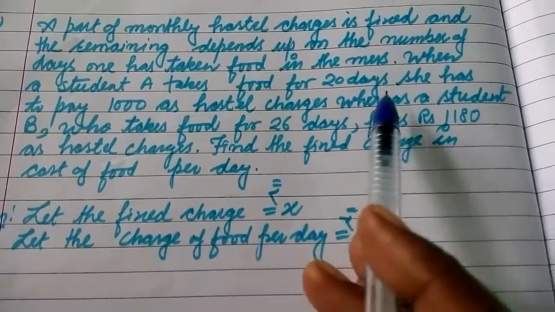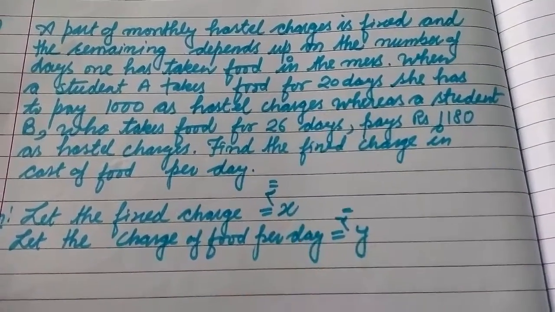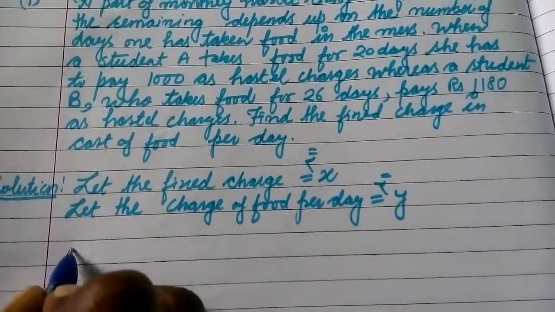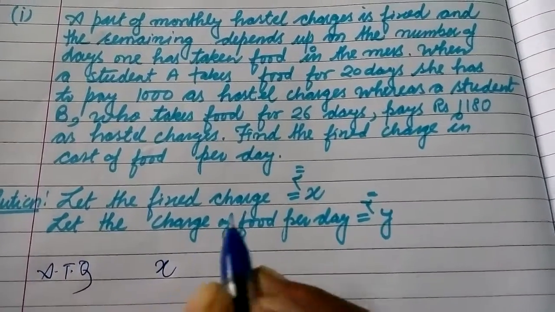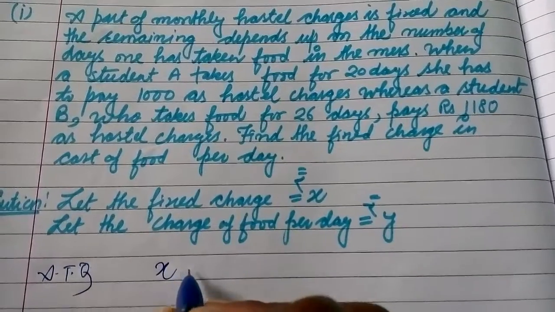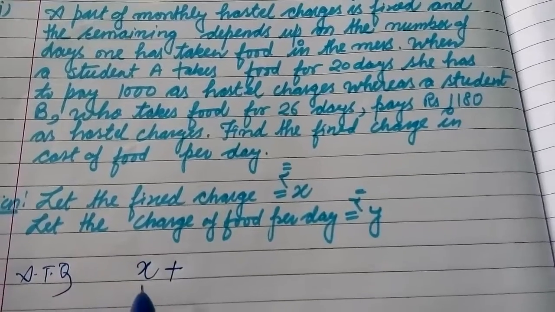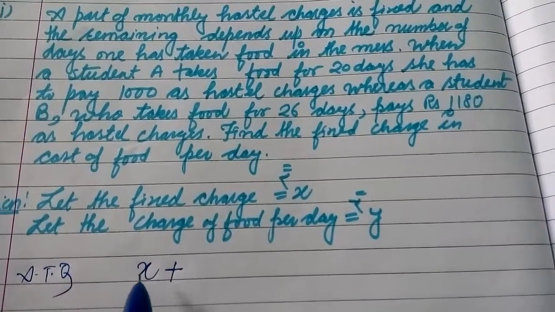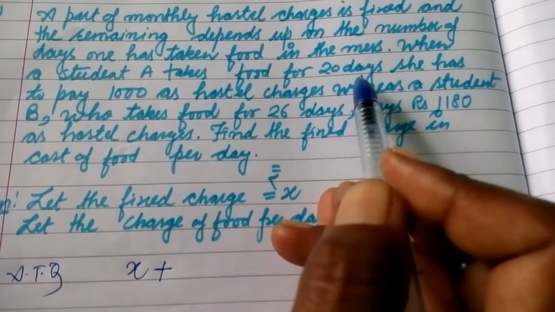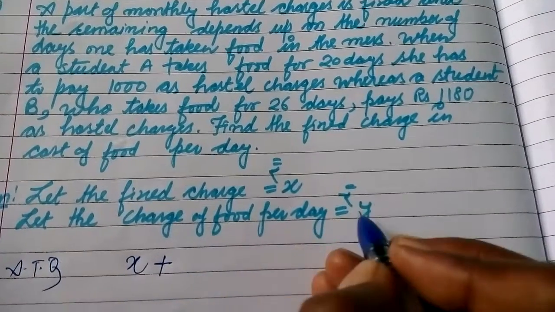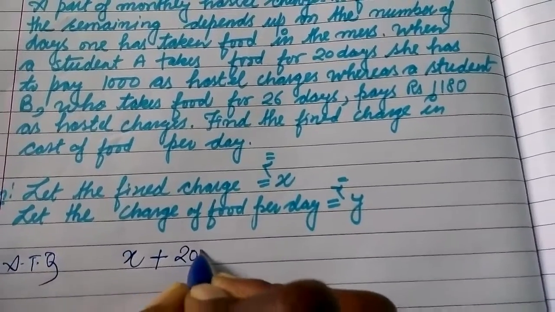Now how will we solve this problem as per linear equations? First is when she takes food for 20 days. Fixed charge will remain as it is. Let us try to form the linear equations here. She has to give the fixed charge, whether she stays for 1 day or for 20 days, it doesn't matter. So I am taking the fixed charge as X. It will remain, and she is residing at that hostel for 20 days. If for 1 day the charge is rupees Y, then for 20 days the charge will be 20Y. It's simple enough.